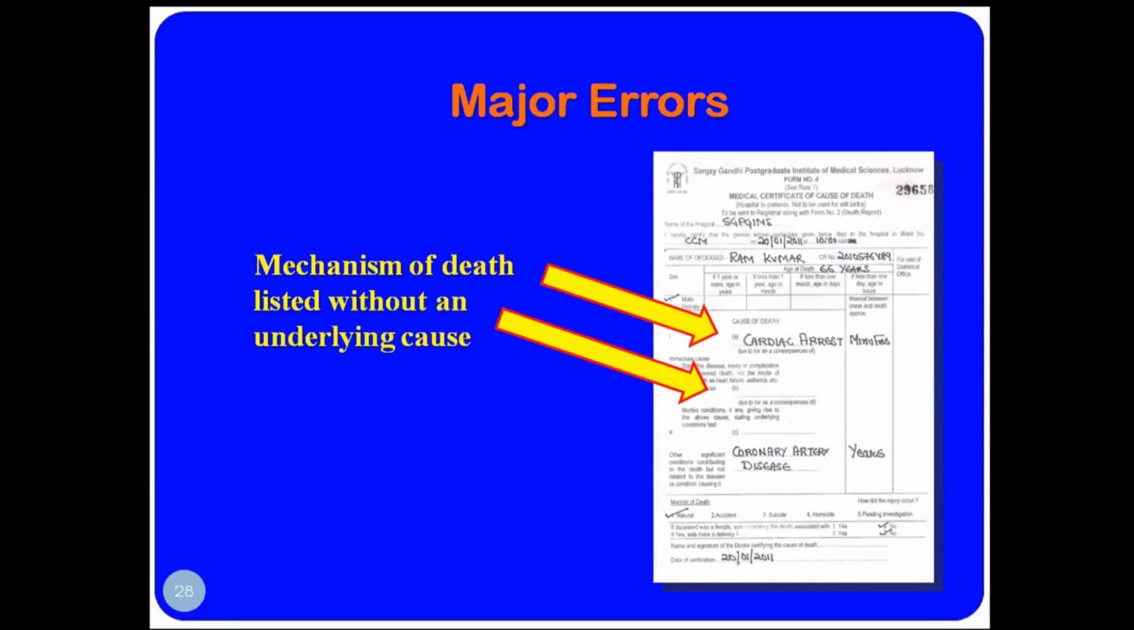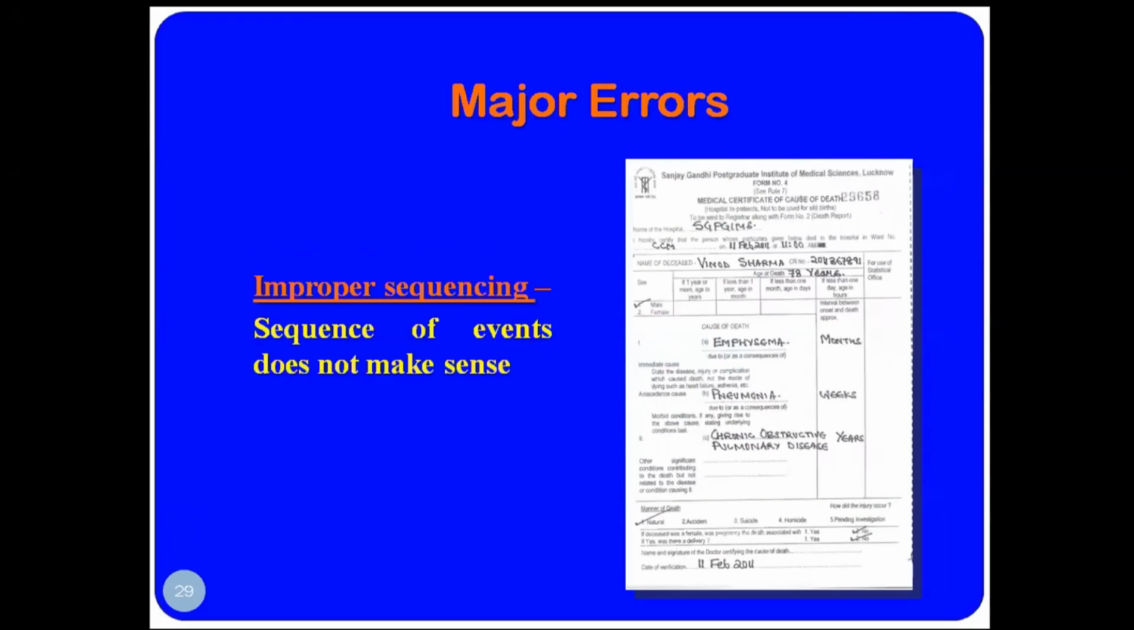Now, if you look at some of these death certificates, which I'm presenting from my old department, the mechanism of death is listed without an underlying cause of death. So nothing is there. Just cardiac arrest, minutes, nothing is written over there. So this becomes a major error.